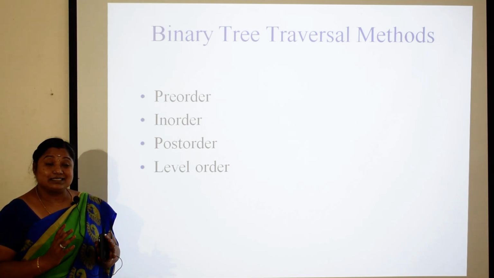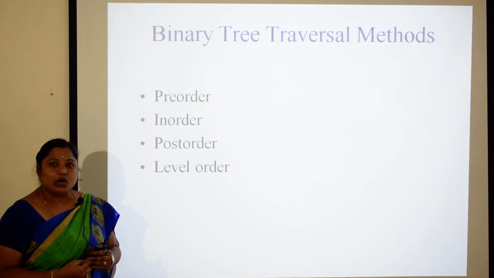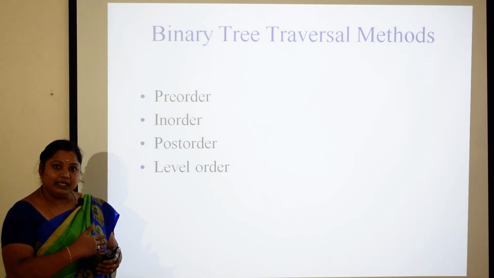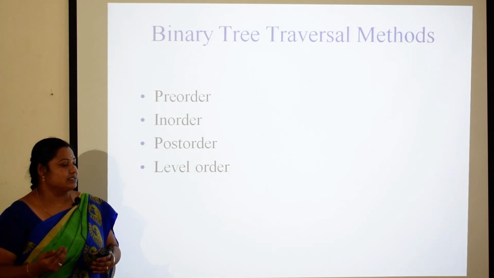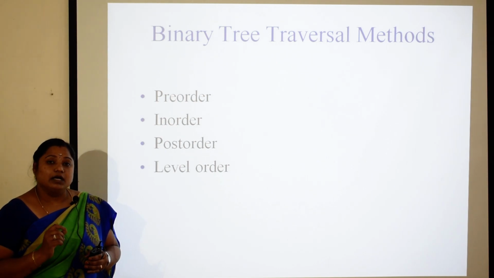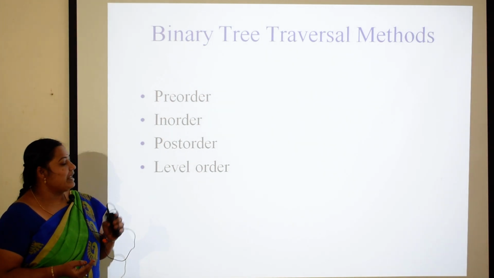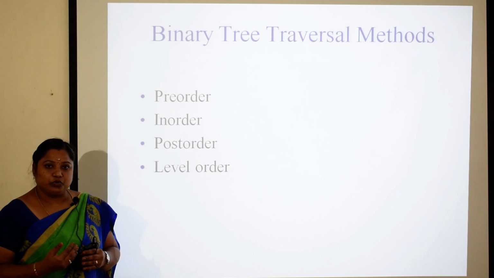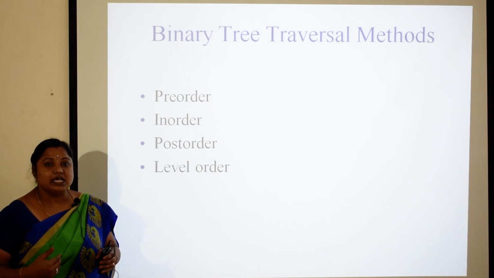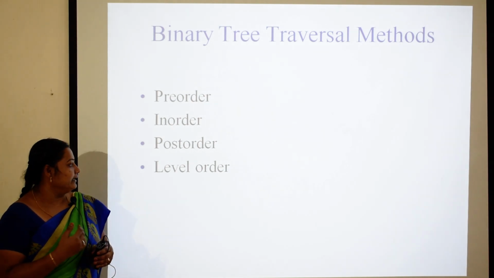And in-order, the name itself gives the definition. In-order means it travels from the left node, then the root node, then the right node. Then post-order means the root node must come last. First it visits the left node, then the right node, and only then it prints the root node. In level order, a binary tree has several levels from the root node to the leaf nodes. In level order traversal it prints all the levels of elements or nodes.